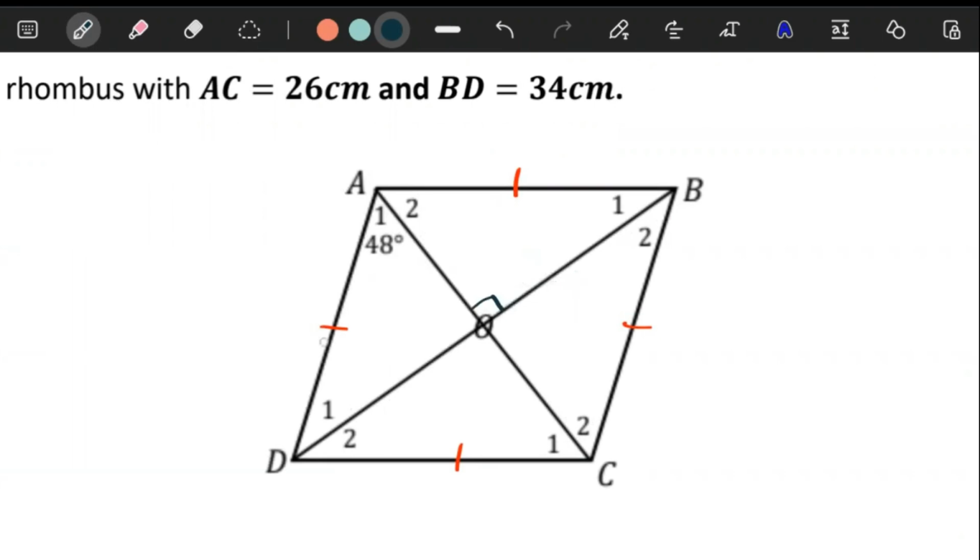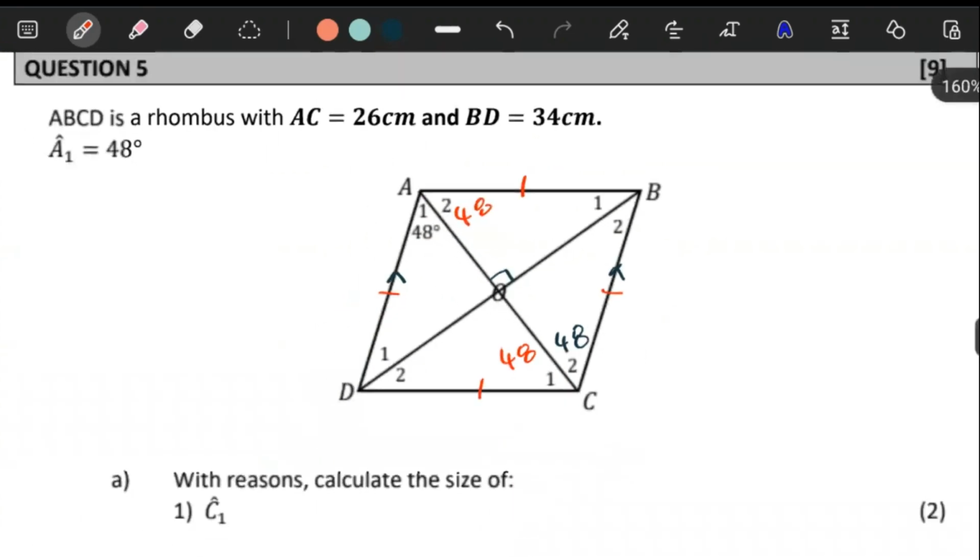If it's a rhombus, you also have alternating angles here because you have parallel lines here. Furthermore, your lines here cut the angles in half. So if this is 48, this is going to be 48. If this is 48, it's going to be 48. All that information is stuff you can fill in even before you start.